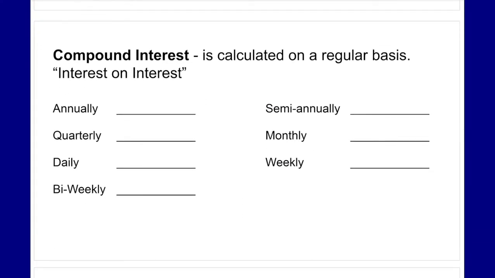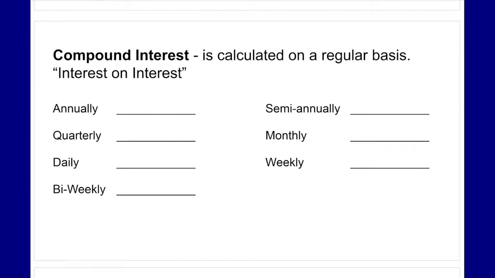Moving on to compound interest. In compound interest, it's calculated on a regular basis, so it's calculated over different periods, or what we call compounding periods. It's also interest on top of interest. So we've seen that before. We've looked at the comparison between the two. So we're going to look a little bit further at compound interest.